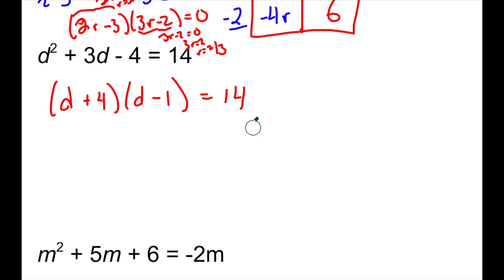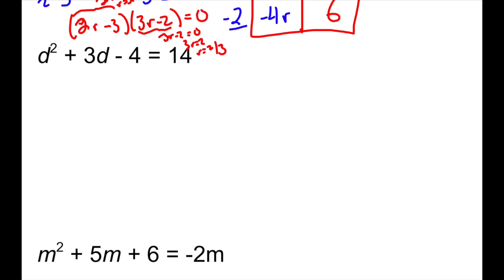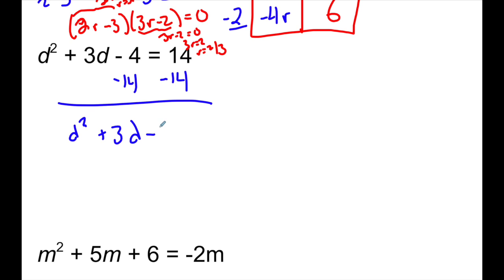And so that's why instead of doing it like this, the first step you're going to do is ensure the right-hand side is 0. And if it's not 0, you're going to make it 0. Okay, so what we're going to do is -14 here, -14 here, d squared plus 3d minus 18 is equal to 0. Now this problem becomes a little bit more straightforward, because now it's equal to 0.